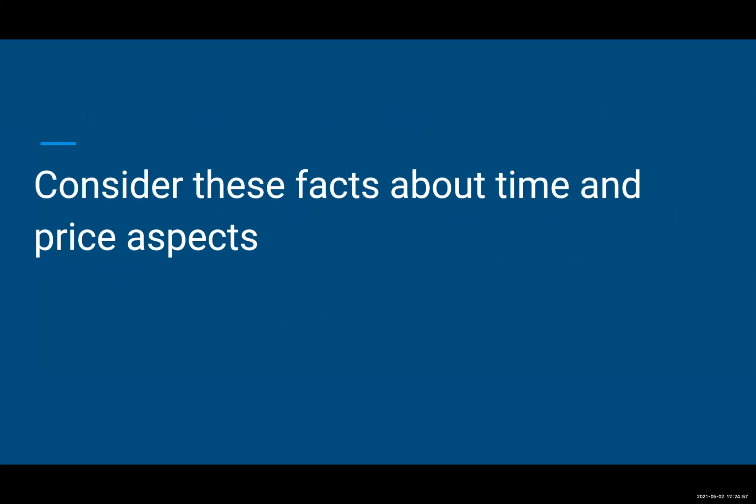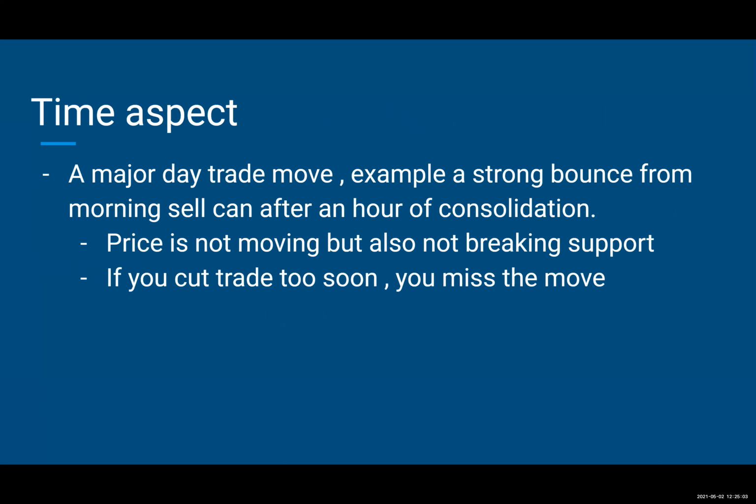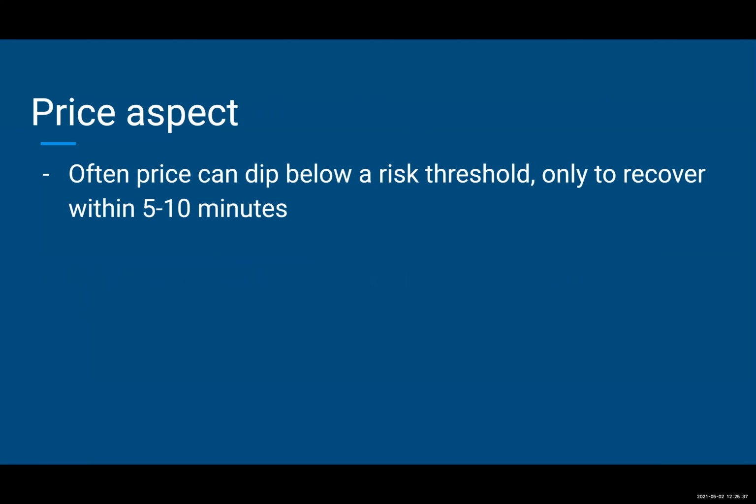Consider these facts about time and price aspects. The time aspect: a major day trade move, for example, a lot of the time this happens is that in the morning there is some sell off, but it just stalled there and it is just chopping around a level, but it has not gone beyond that level. It just has some little peaks below that level, but it is still holding. And a lot of good moves come out of that consolidation. It could be a 20-point bounce on an ES, or a 50-point bounce on an NQ. So if you cut your trade too soon because it did not move fast enough for you, you miss a big move.